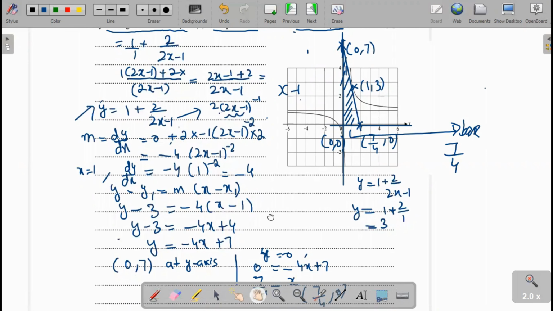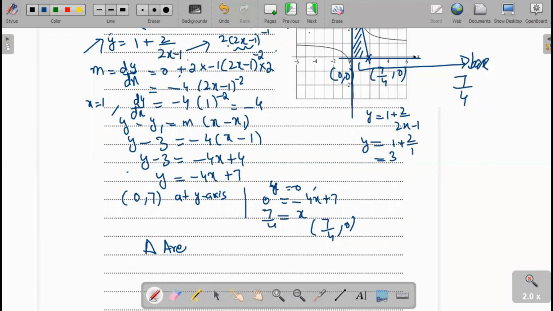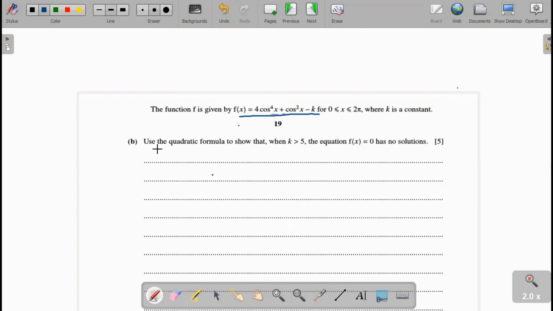Now the area of the triangle is 1 over 2 times base times height. Here it is 1 over 2 into 7 over 4 multiplied by 7. That becomes 49 over 8. This is the answer. In question part B, use the quadratic formula to show that for k greater than 5, the equation f of x equal to 0 has no solution.